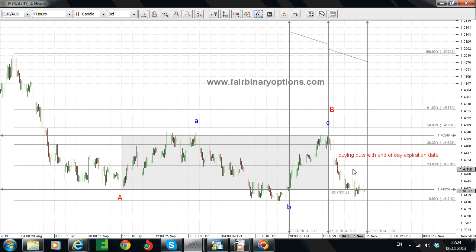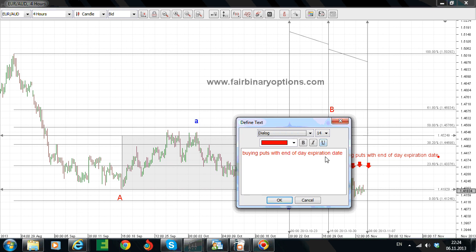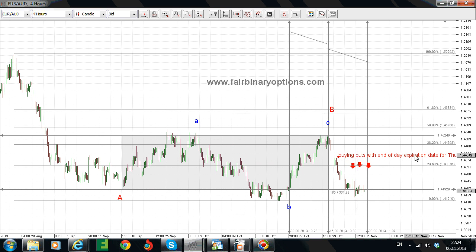And let's just put the red arrows to the downside, so that we know what we are looking for. Buying puts with end of day expiration date, but end of day, remember, being on the 23rd. So let me just write here, buying puts with end of day expiration date. So basically for Thursday at the New York close, that would be around 8 p.m. GMT. So it remains to be seen what the market would do. This is the plan.